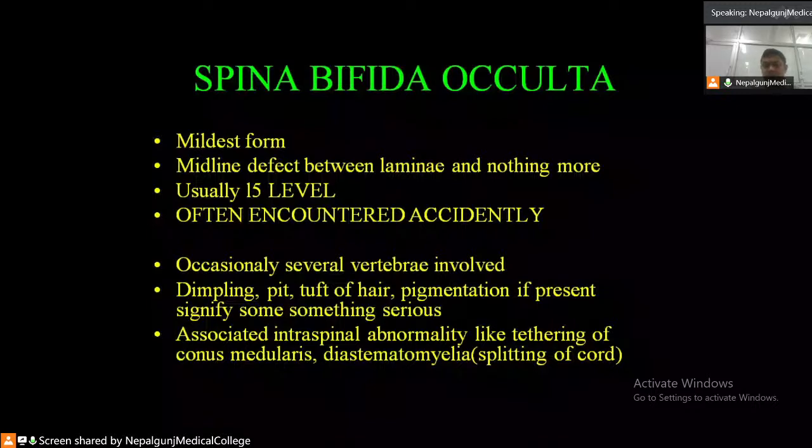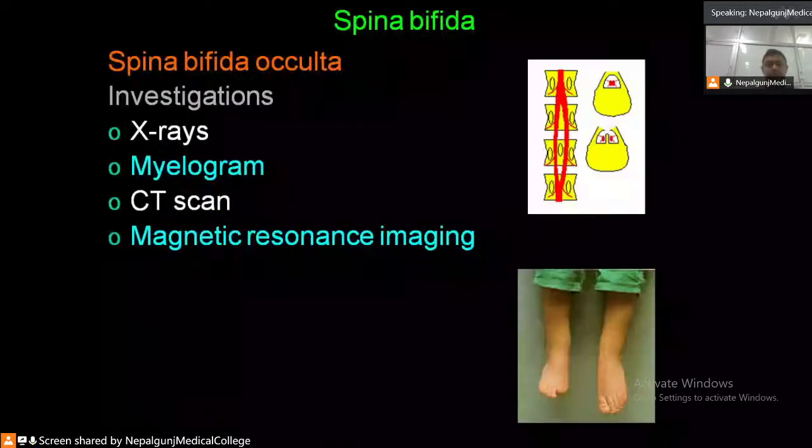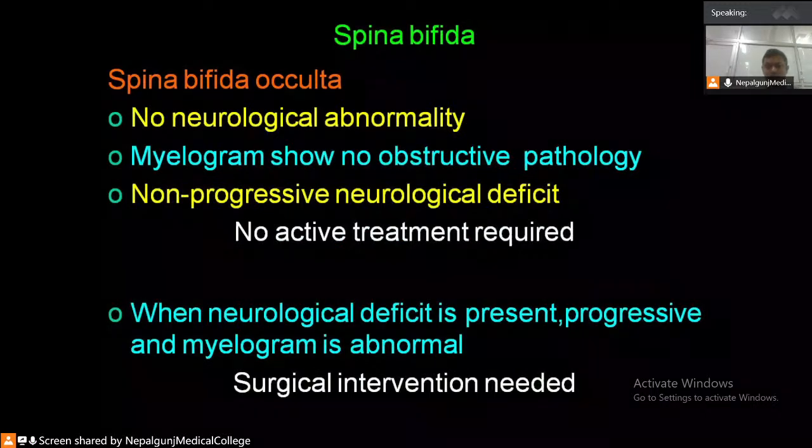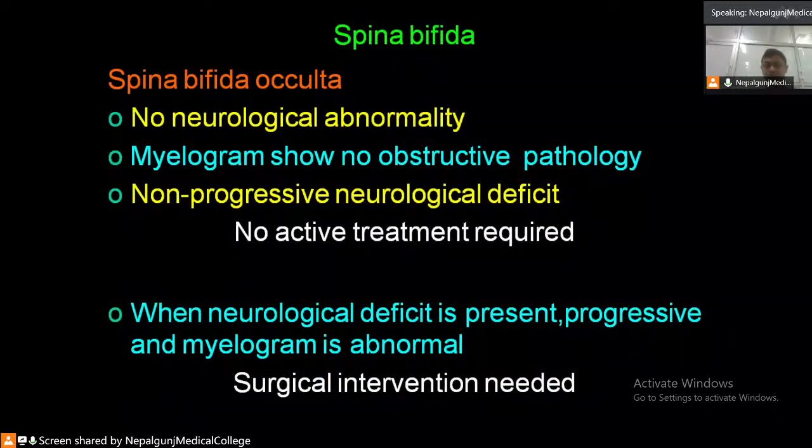There can be intraspinal abnormality like tethering of the conus medullaris, or the splitting of the cord, which is also called diastematomyelia. So coming to the investigation part of the spina bifida occulta, one can send for X-rays, we can send for myelogram, CT scan, or magnetic resonance imaging, or MRI. Spina bifida occulta has usually no neurological abnormalities. The myelogram shows no obstructive pathologies. There is non-progressive neurological deficit.